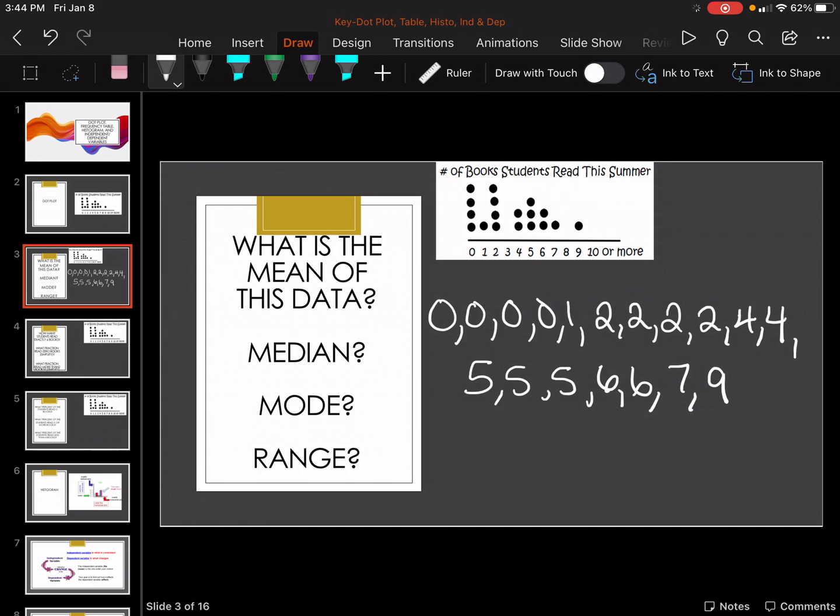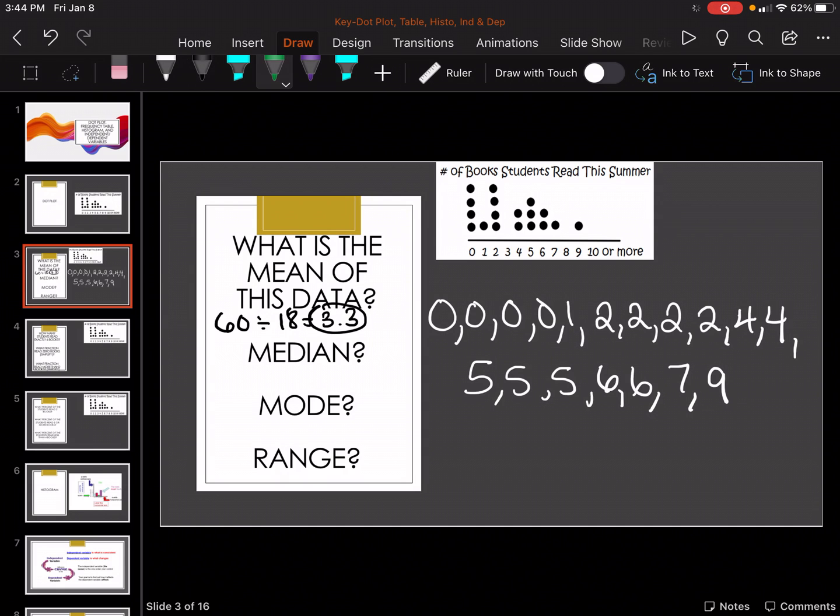Okay, so go ahead and add all those up. Okay, and we get 60. And then you're going to do 60 divided by 1, 2, 3, 4, 5, 6, 7, 8, 9, 10, 11, 12, 13, 14, 15, 16, 17, 18. We're going to get 3.3 is going to be our average, our mean.